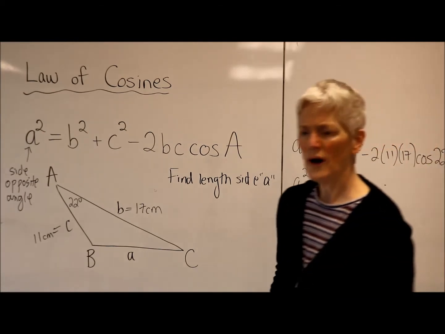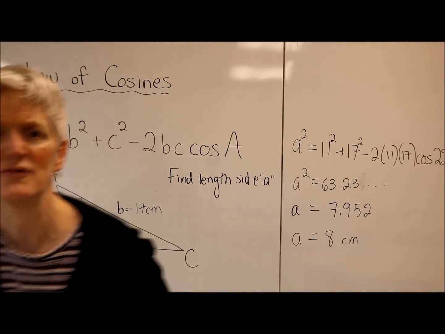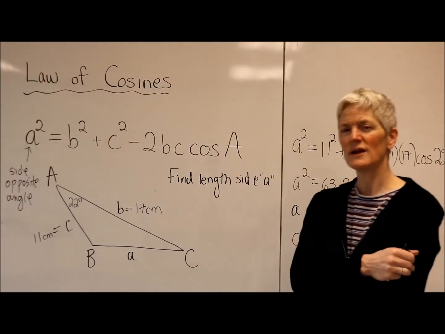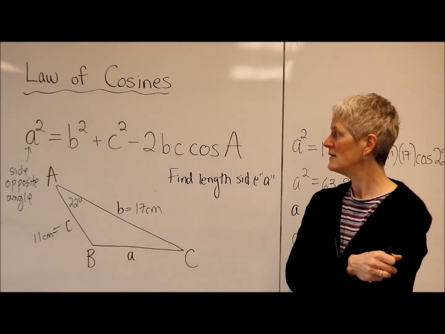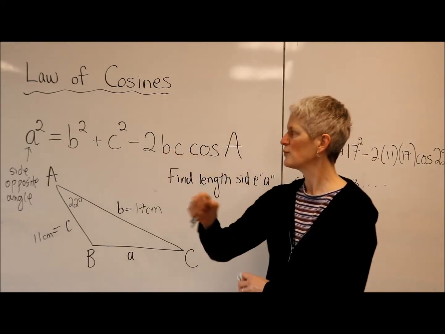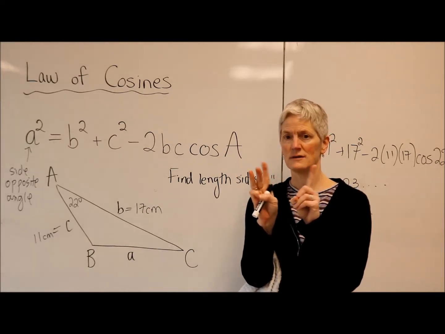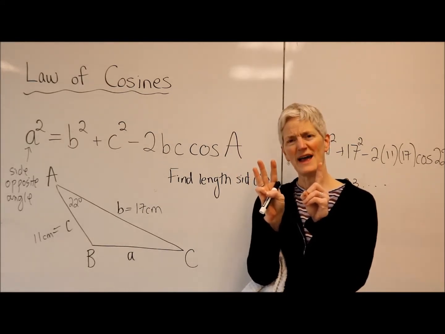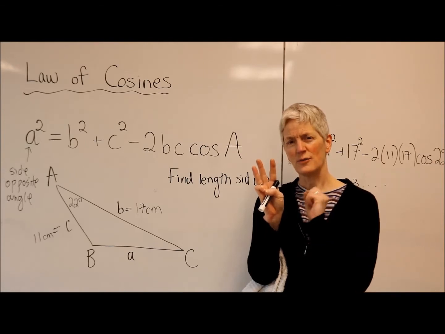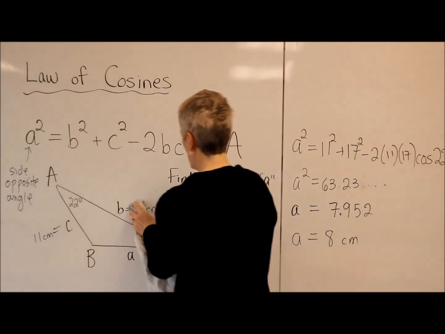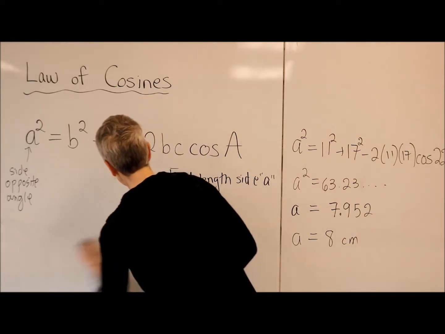Okay, so what if I wanted to find an angle? What ingredients would I need to be given? So if you look here, there's room for 3 sides and 1 angle. So I'm thinking if I have 3 sides, I should be able to find an angle. Should we try that? All right, let's try a new triangle.